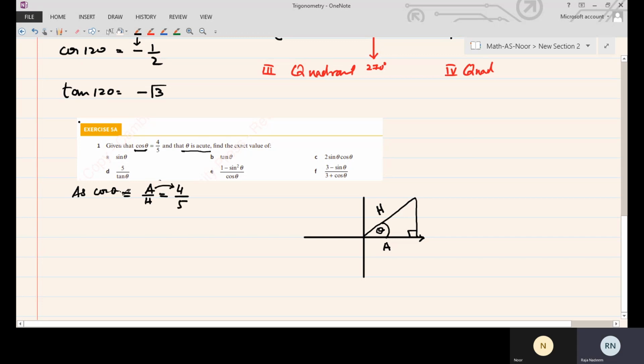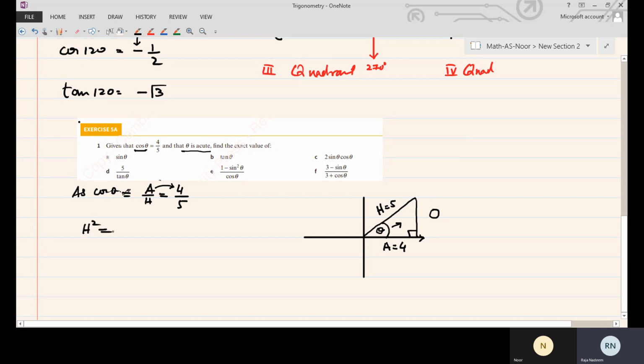So 4 is the value of the adjacent, so we write 4 in place of adjacent, and 5 is the value of the hypotenuse. The side opposite to the given angle is the opposite, which is unknown. So the first thing is, by using Pythagoras theorem, we'll find this unknown side.